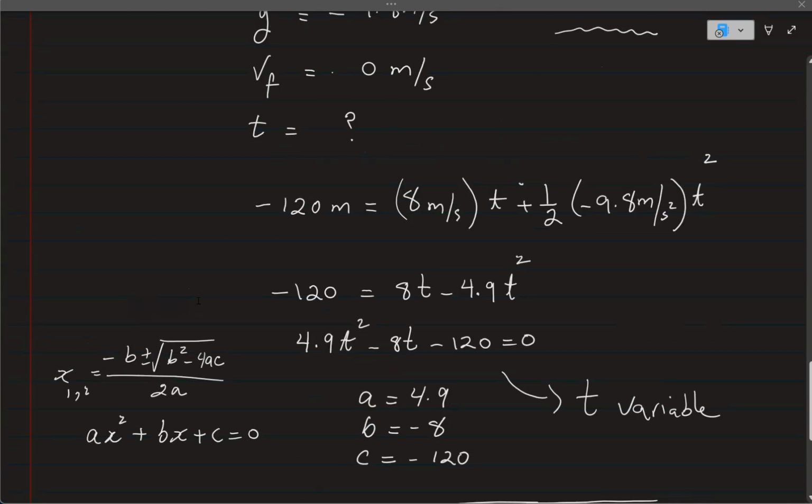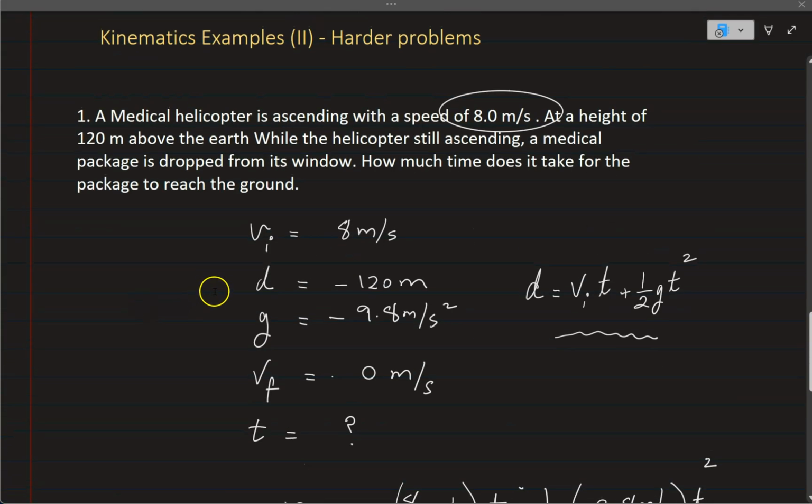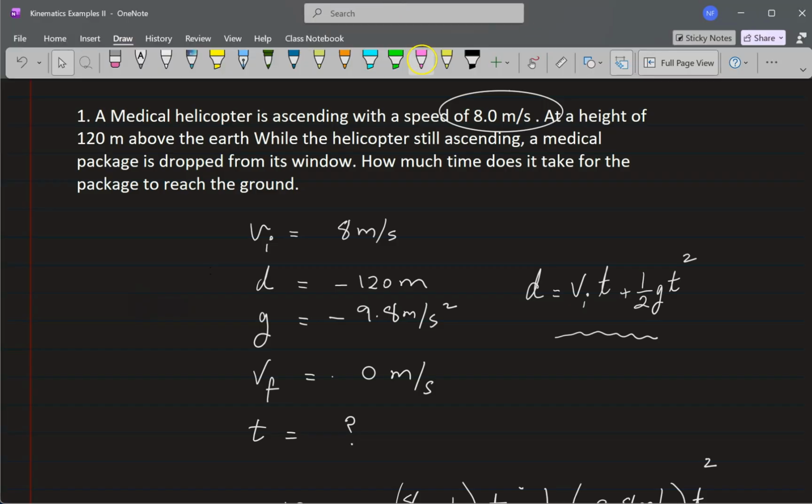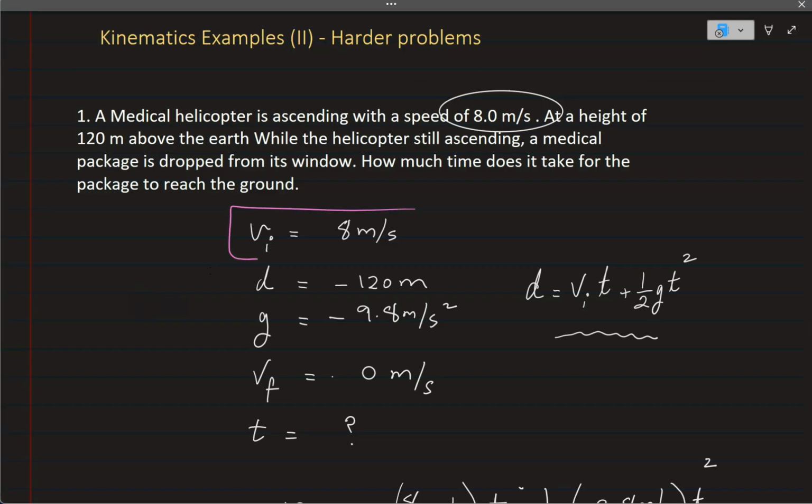But again, before doing that, I feel compelled to make sure that you do not make a mistake. And this is the common mistake right here. The initial velocity is 8 meters per second. A lot of students think that at that 120 meters above the ground, when you're releasing a package from the helicopter, even though the helicopter is ascending, right? The helicopter is still ascending, it's moving.